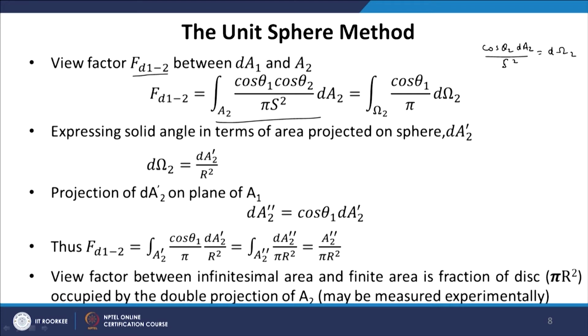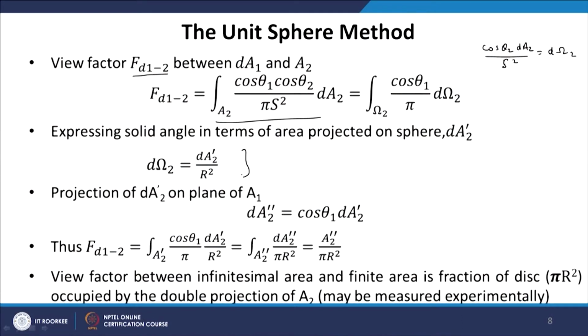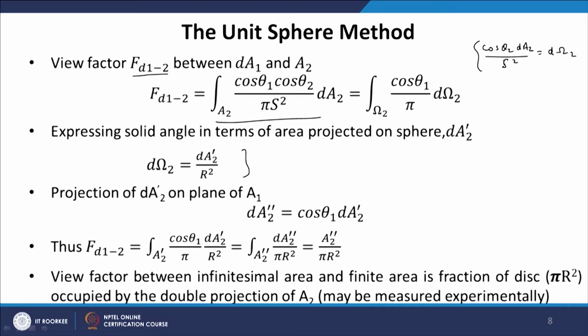Now, d omega 2 is the solid angle, and it can also be written in terms of area of the projected surface. So, we can also write down d omega 2 is equal to dA2 prime upon r square gives you the same solid angle which this formula gives. Okay. So, in the other sense, cos theta 2 dA2 is the projected area dA2 prime, and the distance of the original area was s, while when we are projecting it on to a hemisphere of radius r, the distance will become r. So, d omega 2 is equal to dA2 prime by r square. So, we replace d omega 2 by dA2 prime by r square in the expression for the view factor.